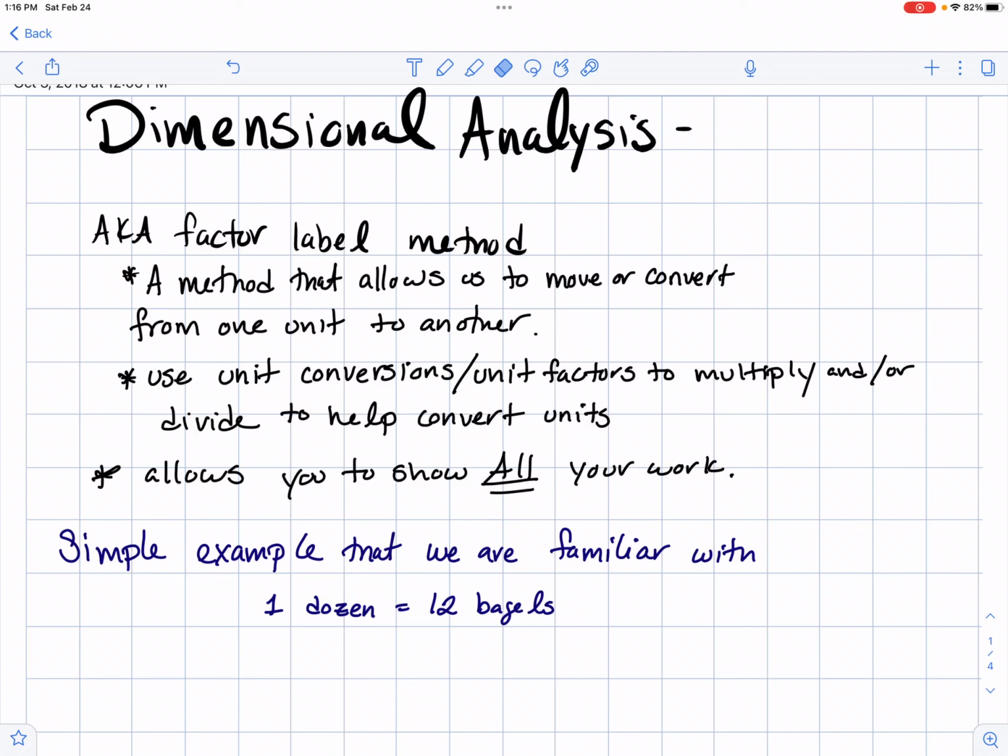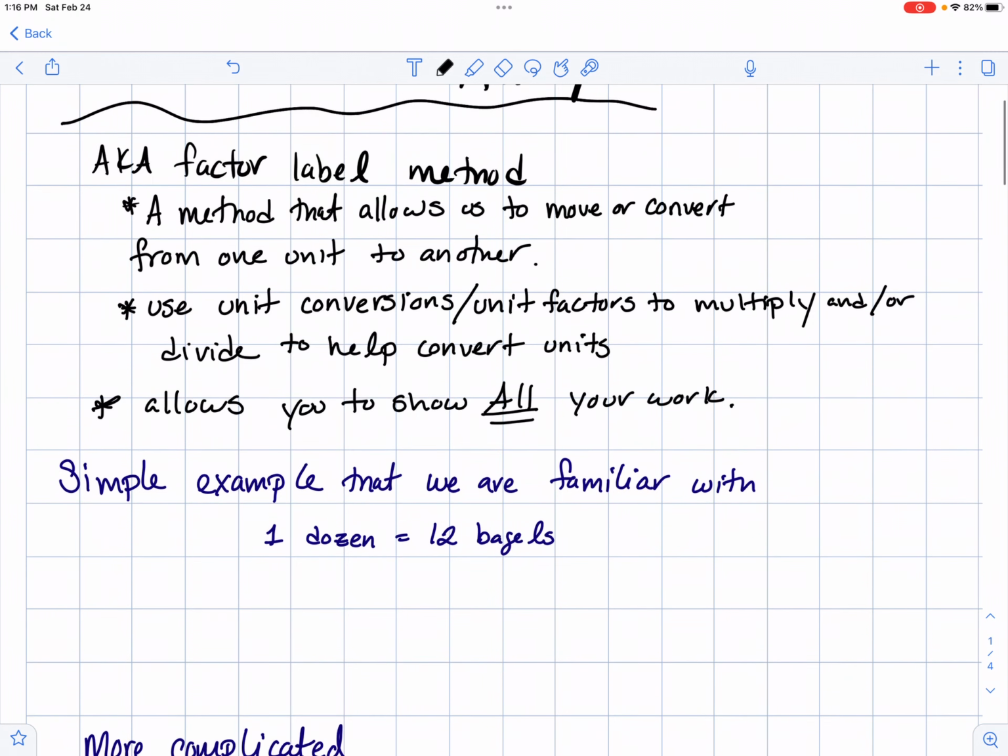I'm going to be covering some notes on dimensional analysis, which is a tool that we use to show our work as we are converting from one set of units to another set of units. So dimensional analysis is also known as factor label method. It's a method that allows us to move or convert from one unit to another. And we use our unit conversions or unit factors to multiply or divide to help us convert from one unit to another. It also allows us to show all of our work during our problem sets.